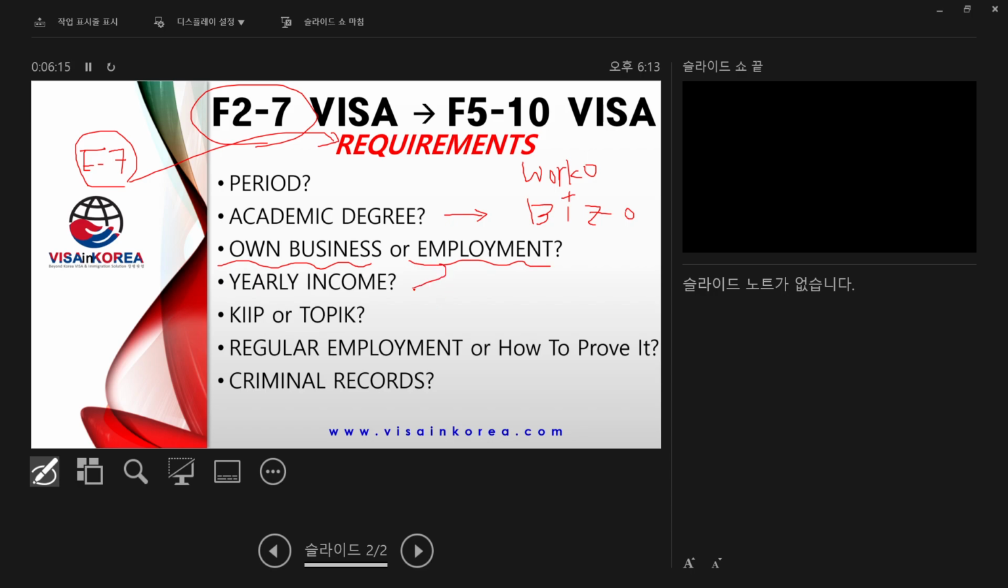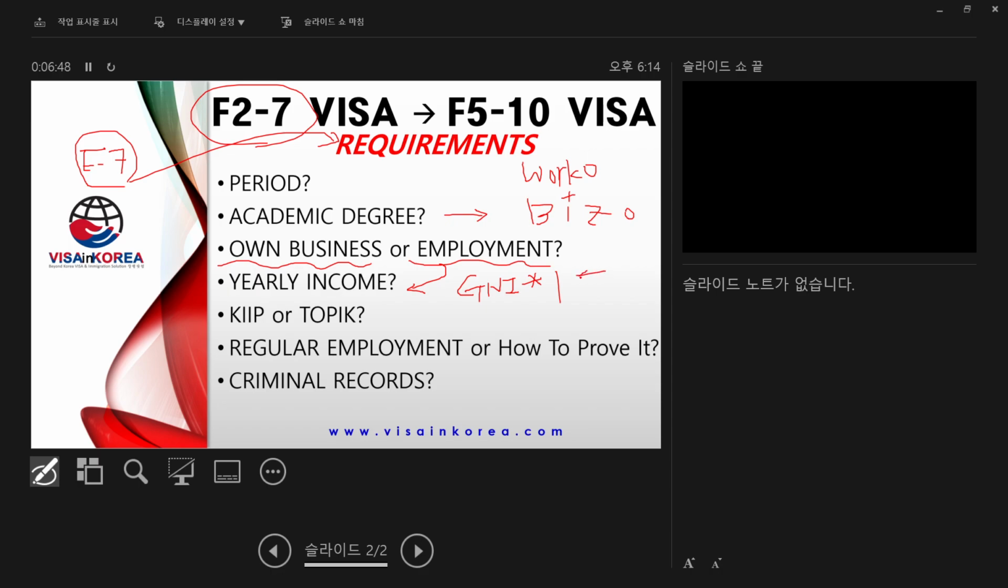income, yearly income, right? If you work at one company, even if you got an F27, you just need to prove that previous year's income is the GNI one-time income. So the 2019 GNI is around 37.4 million won. If you prove it, it is okay, right? But if you are working at more than two companies or run your own business, right?